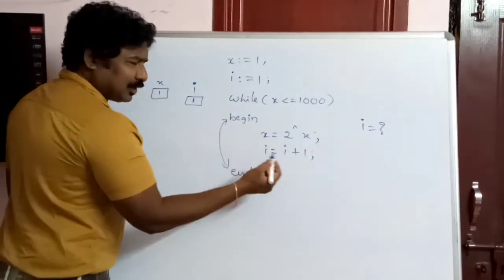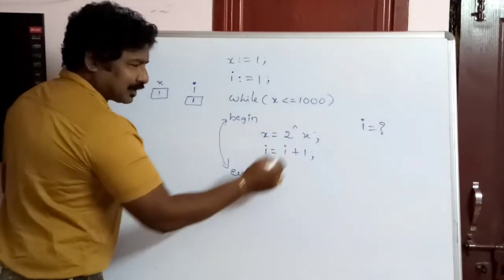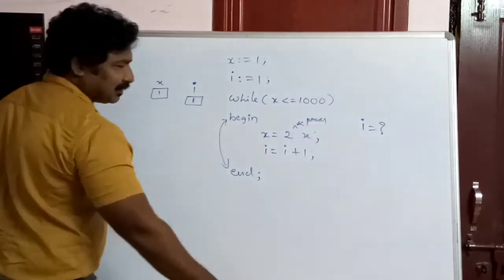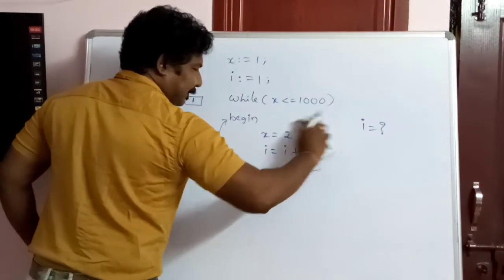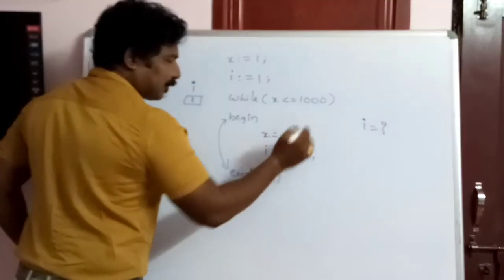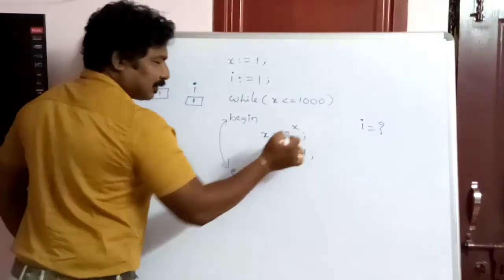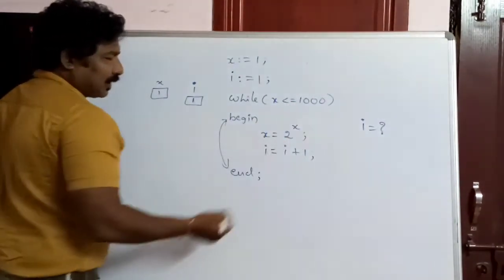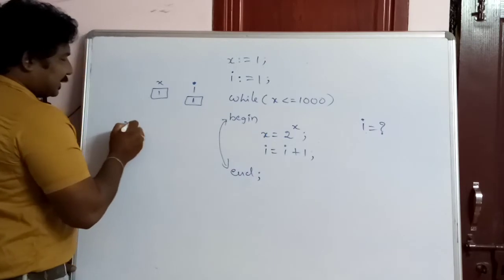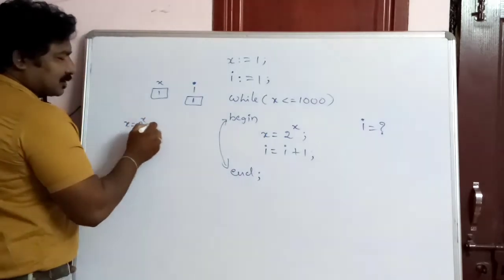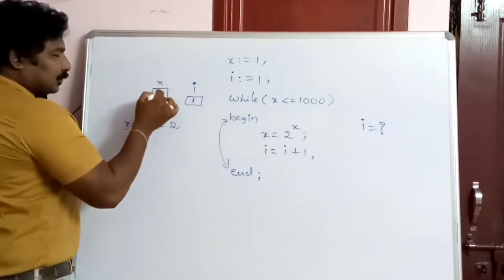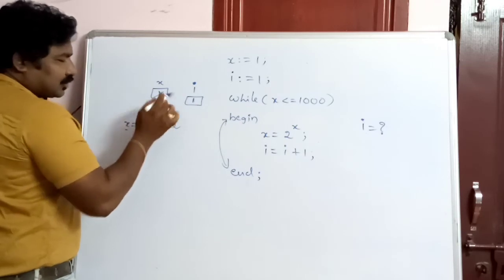Here what we are doing is X equals 2 power X. Okay, friends, this is called power. What does it mean? Something like this, 2 power X, the power function. So what happens? The X value is 1. So X equals 2 power 1, and its value is 2. That means X will get the value 2. So now the X value 1 is overridden with 2.